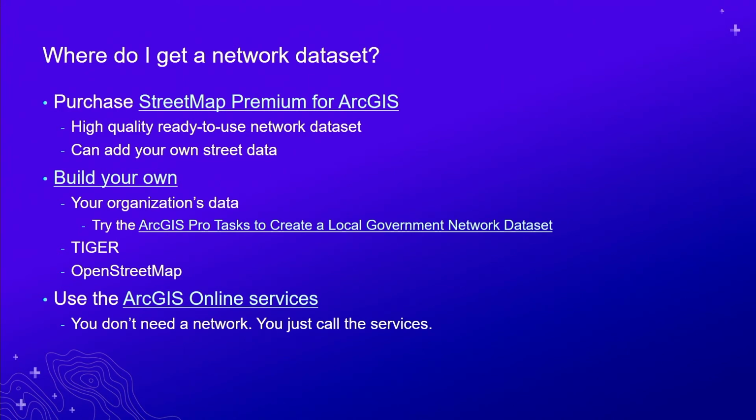You can build the network data set using your own organization's data. For example, ArcGIS Pro provides you local government tasks that can help you create a network data set from your own data. Or you might create a network data set from government data such as Tiger, or even open source data such as OpenStreetMap. Finally, if you don't have any network data set, ArcGIS Online allows you to have access to services which you can just call. In this case, you won't need ArcGIS Enterprise, you're just calling services that are already available to you.